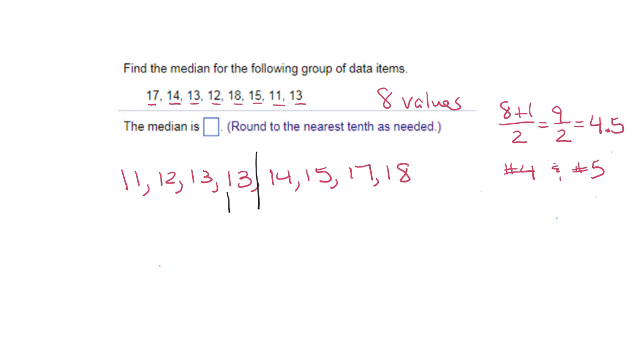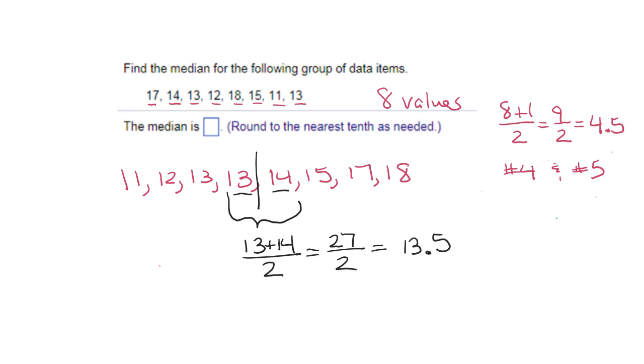So we have to find the average of these two values in the middle. So 13 plus 14 divided by 2. This will give you 27 divided by 2, or 13.5. Once again, this is called your median. This is our second measure of central tendency.